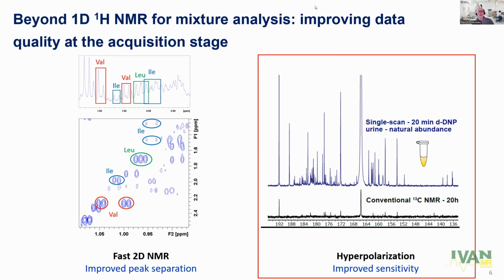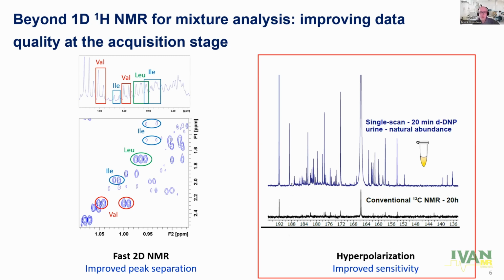Sorry for the interruption. So in our group, we are mainly focusing on data acquisition methods to improve the quality of data at the acquisition stage. And over the last 10 years, we've been working a lot with the development of fast 2D NMR methods to improve peak separation. But more recently, we've been playing increasingly with hyperpolarization methods to improve the sensitivity.